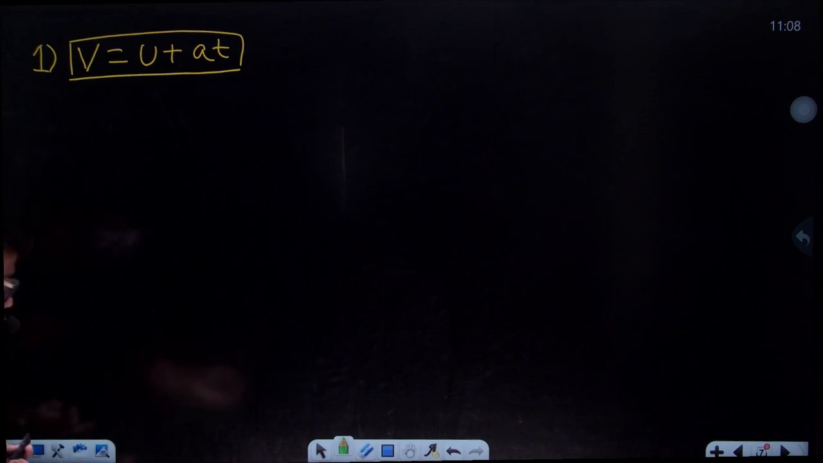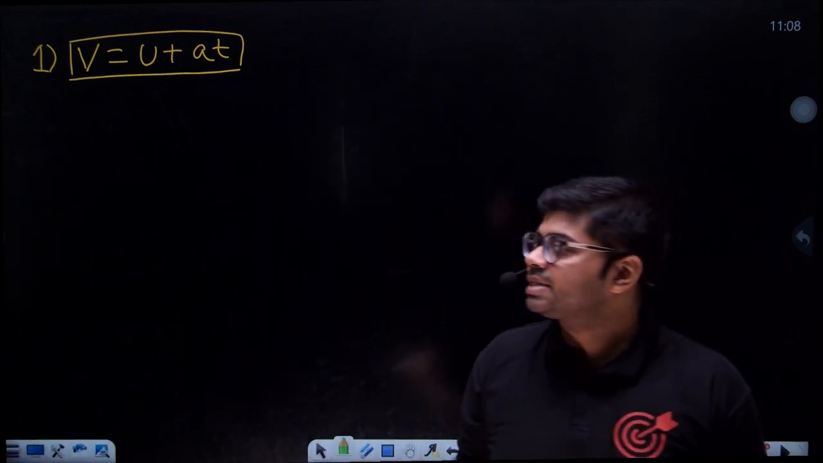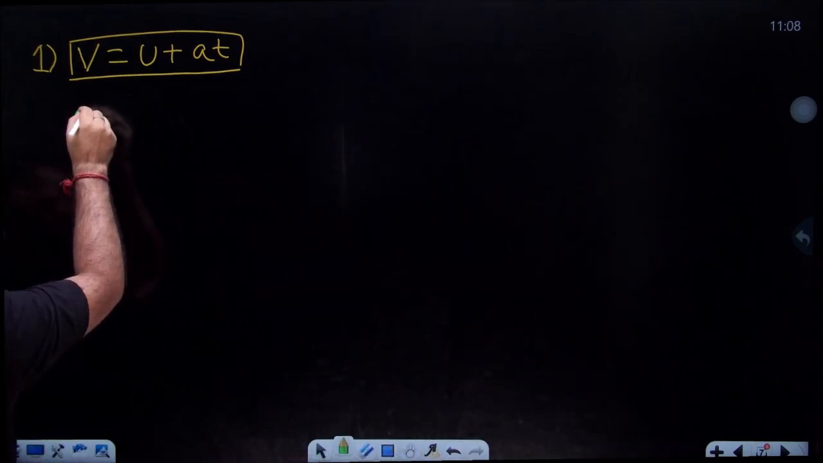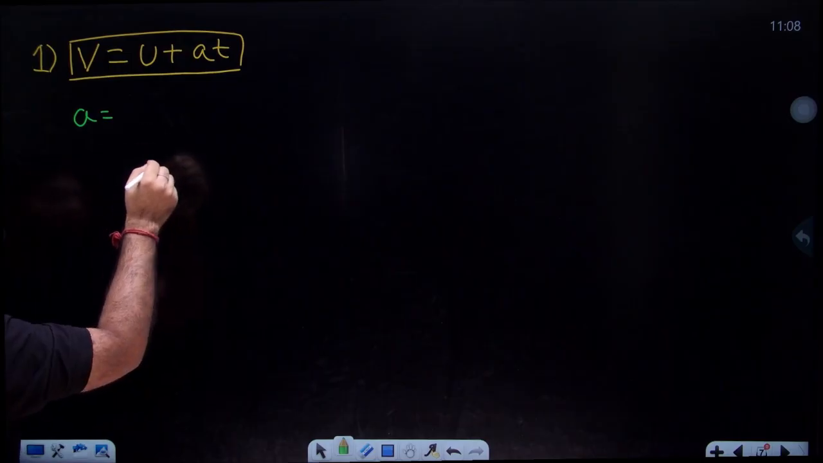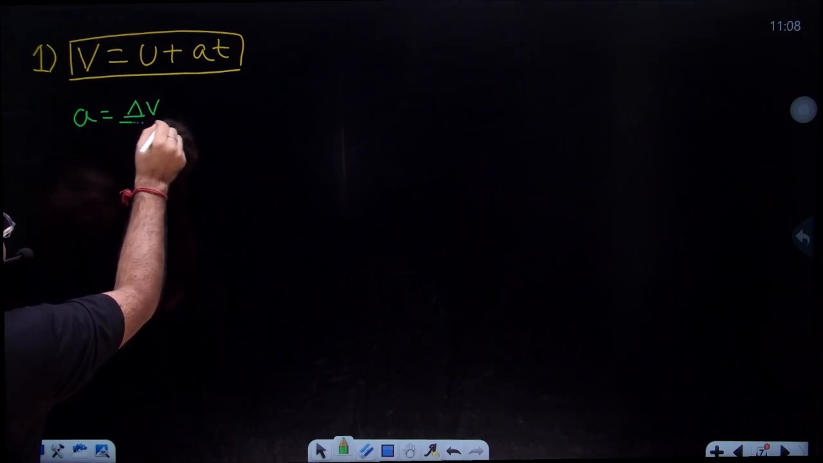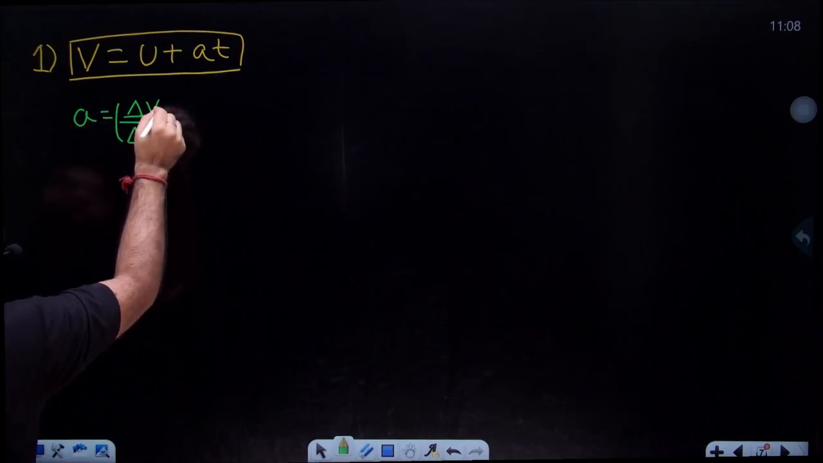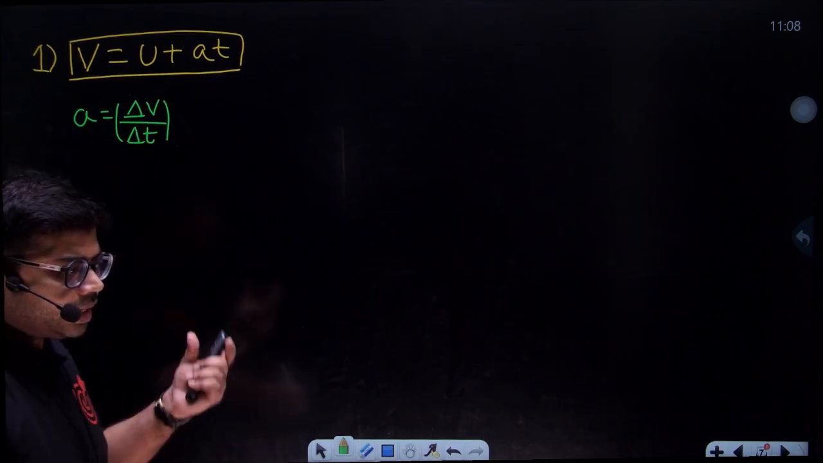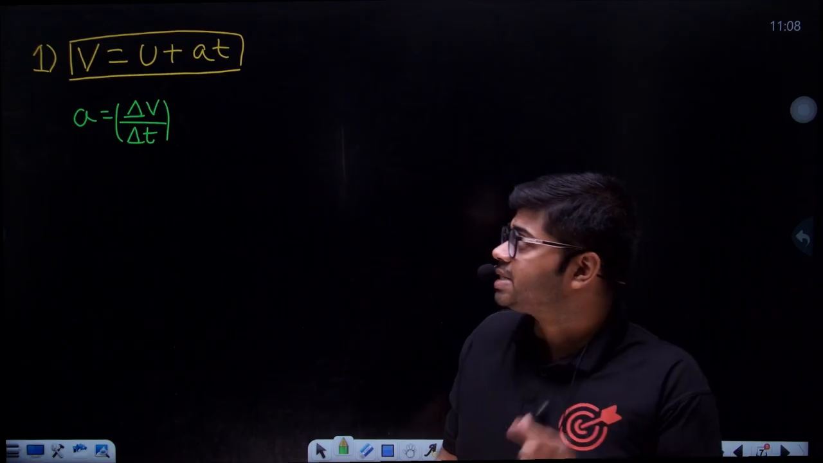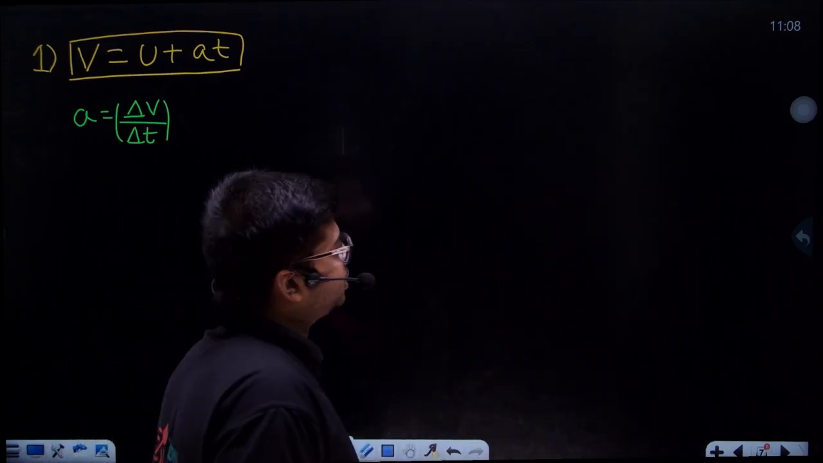See, what we can say? We can say that acceleration is nothing but delta v, that means the change in velocity upon the change in time. Okay, this is only acceleration. When the delta t tends towards 0, then we can say that acceleration is nothing but dv dt. This much we have seen.